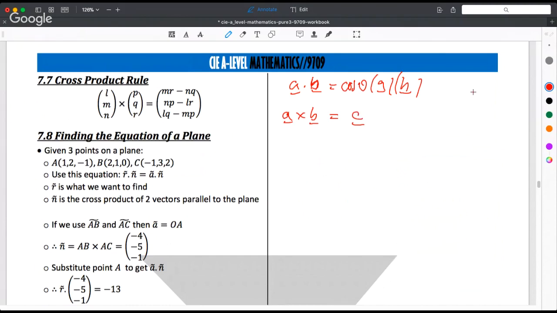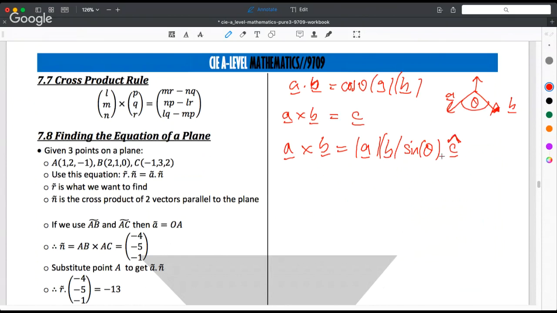Geometrically, if A points this way and B points this way, the vector points upwards. If I do A cross B, that equals the modulus of A times the modulus of B times sine of the angle between them. So it's not cosine anymore, it's sine of the angle between them, and then some unit vector that points this way. I'll call that C. This vector is at 90 degrees to both the other ones.